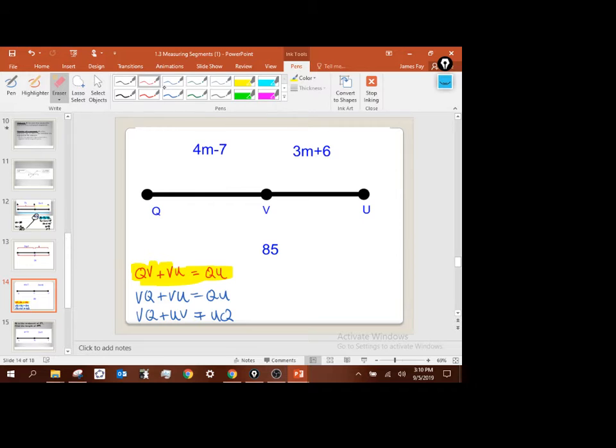Now, as you do the algebra here, I think a lot of us are finding that we've got 4m minus 7 plus 3m plus 6 equals 85. That's going to end up giving you 7m is equal to 86. And then m is equal to 86 divided by 7, right? And that's when I heard the calculators open. Okay? 86, think about this.